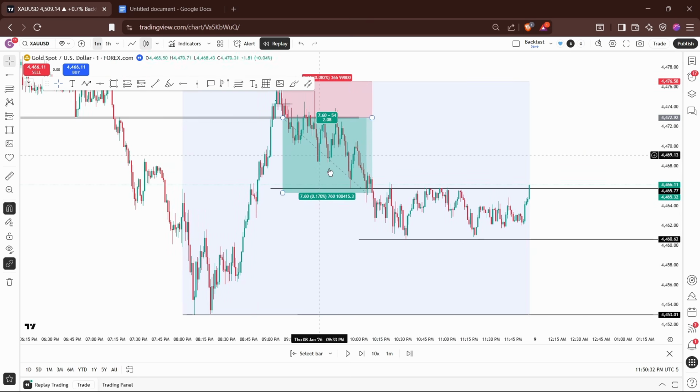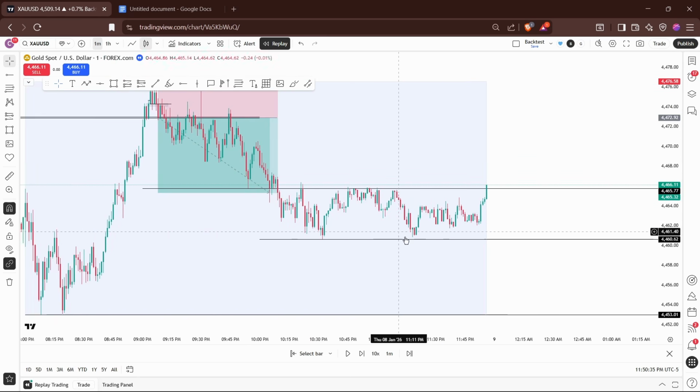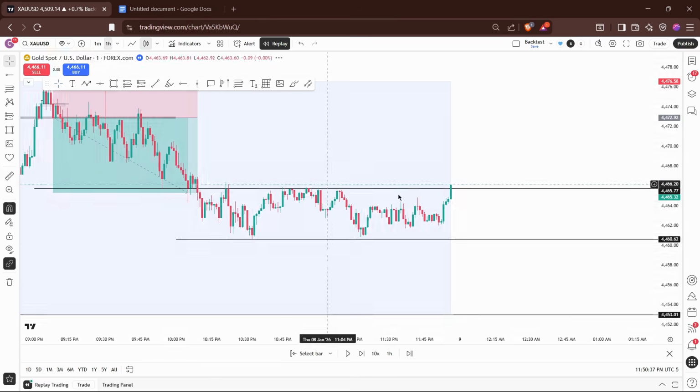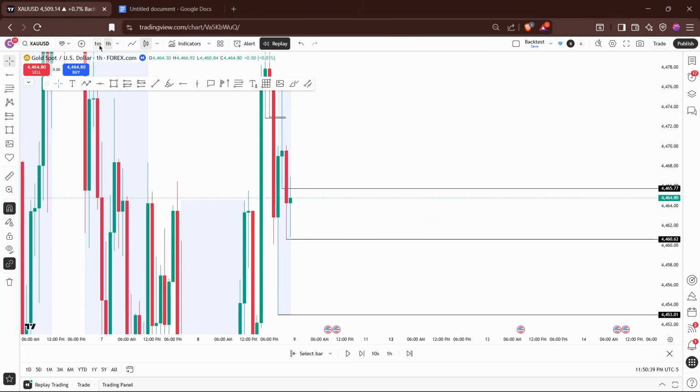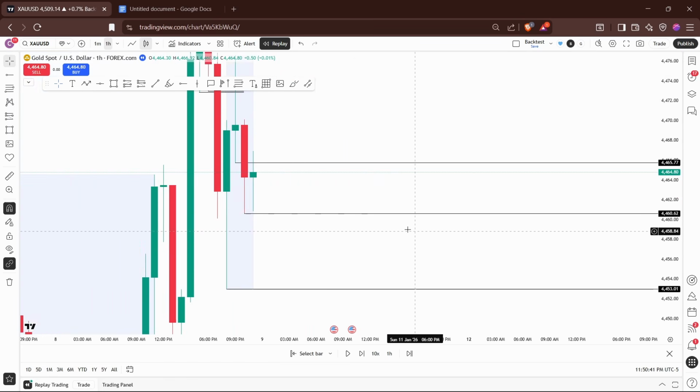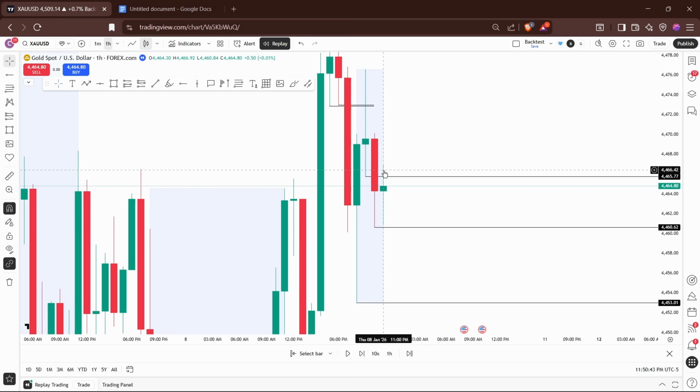Let's see, it perfectly hit my TP here, and then again it forms another setup. Here you can see it forms another setup. This is the POI which is broken by this. This is the level which is broken by this red candle, and this level becomes the POI.